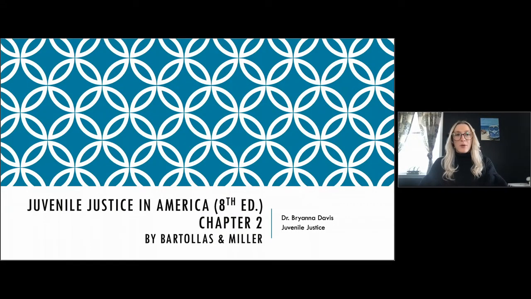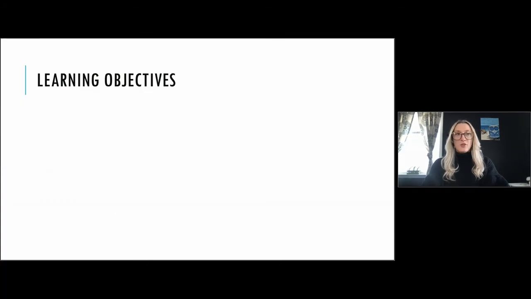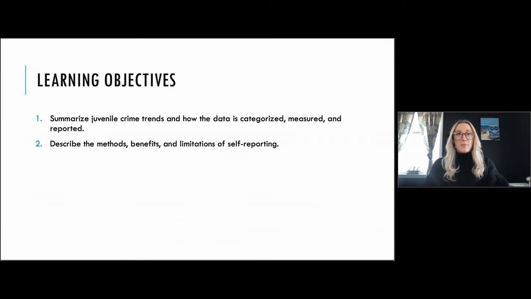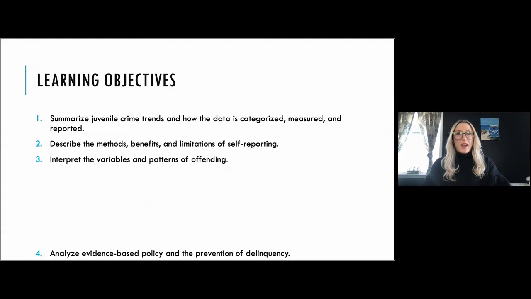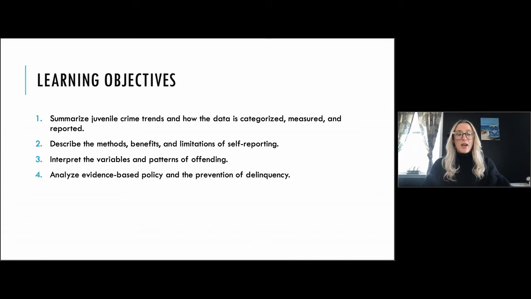This week we are covering Chapter 2, looking at the measurement and nature of juvenile crime. So, our learning objectives for this lesson are that by the end, you should be able to summarize juvenile crime trends and how the data is categorized, measured, and reported. Describe the methods, benefits, and limitations of self-reporting. Interpret the variables and patterns of offending. Analyze evidence-based policy as well as the prevention of delinquency.